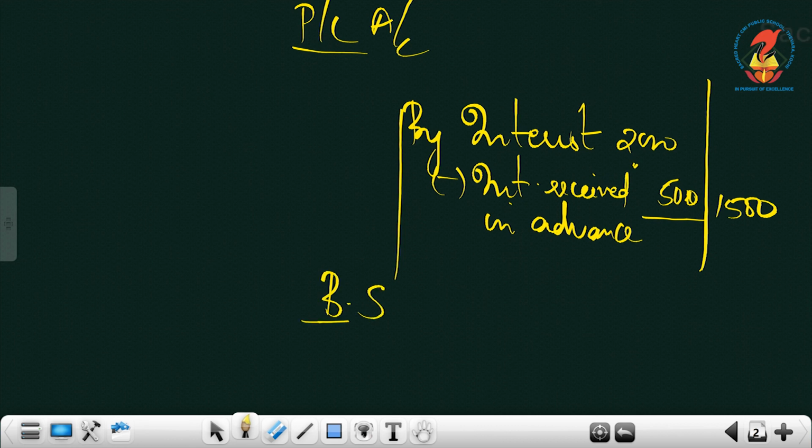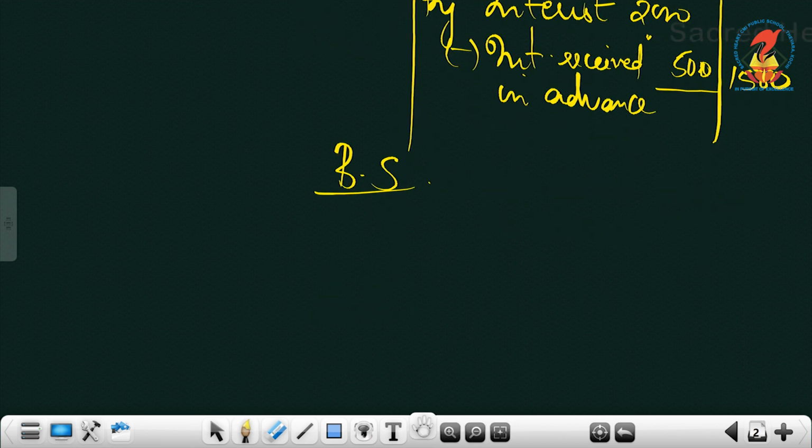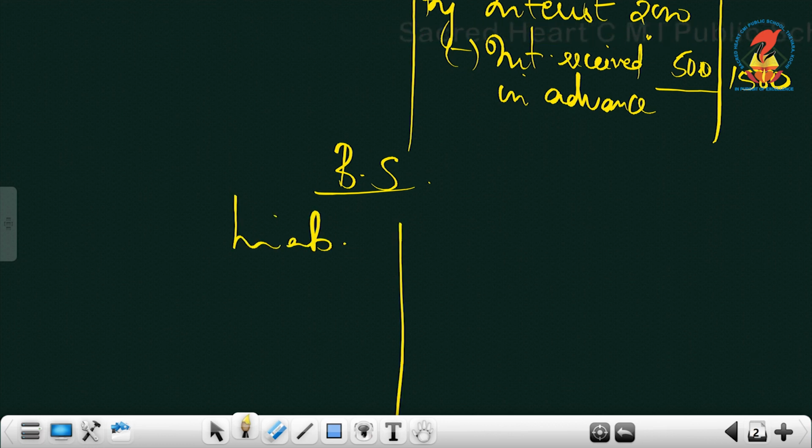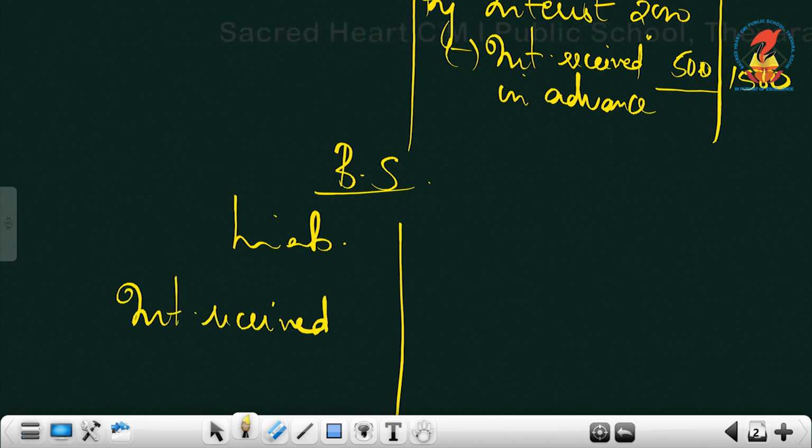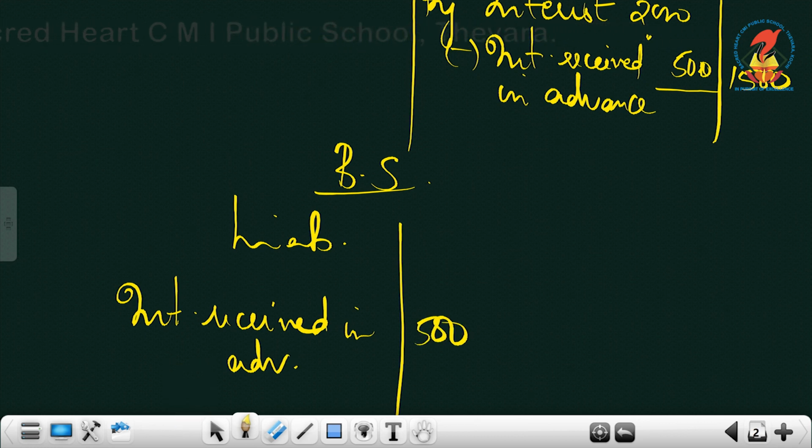Then the balance sheet you have to do. You know that this 500 is a liability. It's an adjustment, so we have to write it twice. We'll record it on the liability side because something you receive in advance is a liability. That 500 will be recorded, and it is a current liability here.